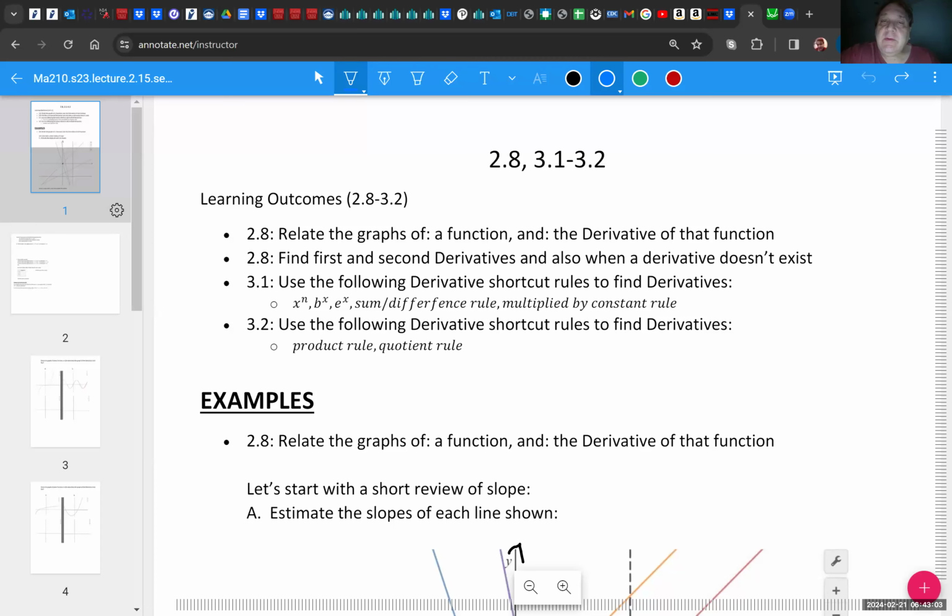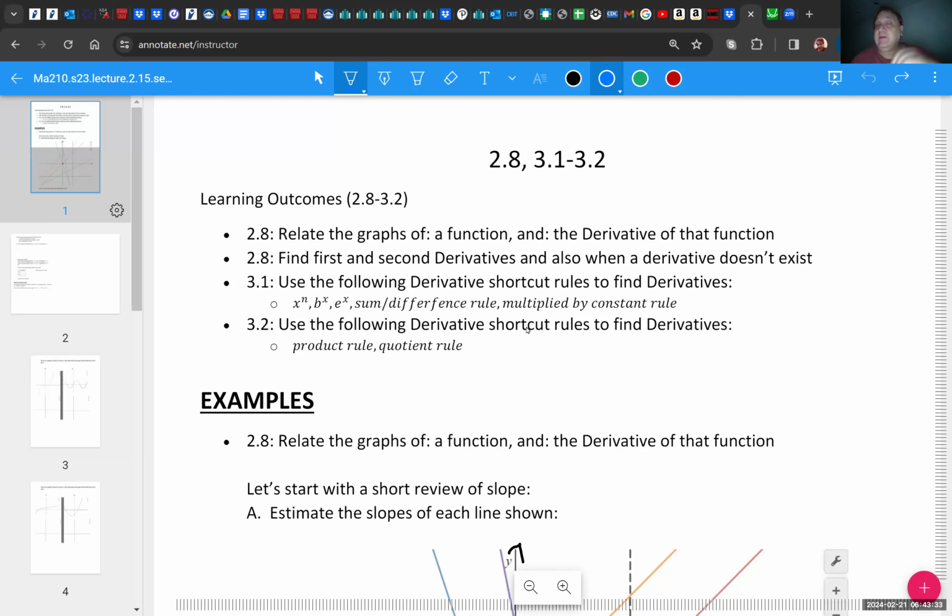Hi there, this video is for the first part of section 2.8. In this video, I'm going to briefly review slope and the instantaneous rate of change at a point, which is also known as the derivative of a function at a point. And then I'm going to use the difference quotient to find the derivative at a point, and then explain how that generates the derivative function. And notice the key difference in vocabulary.